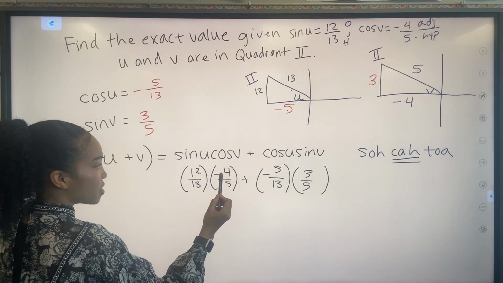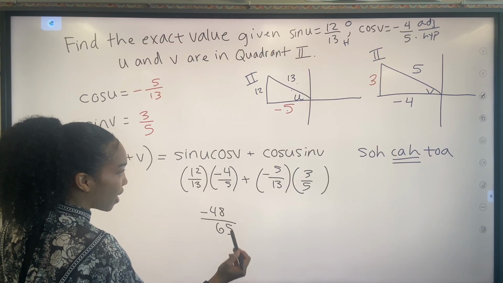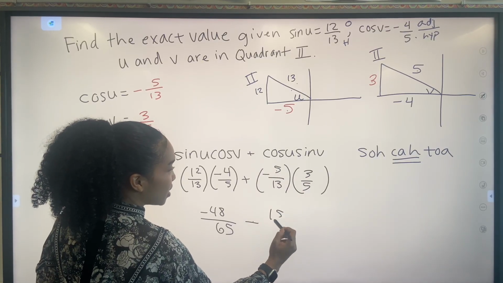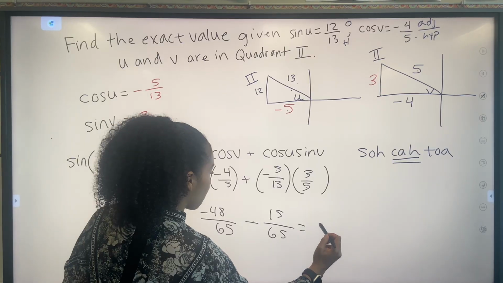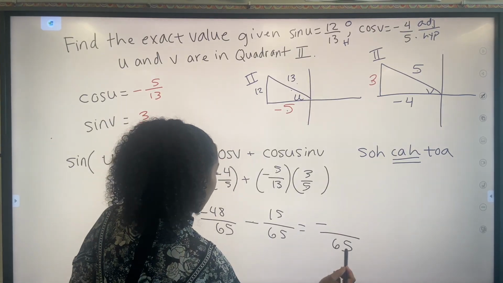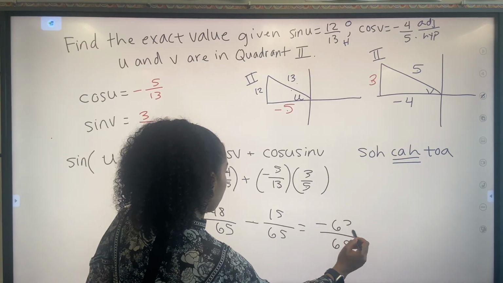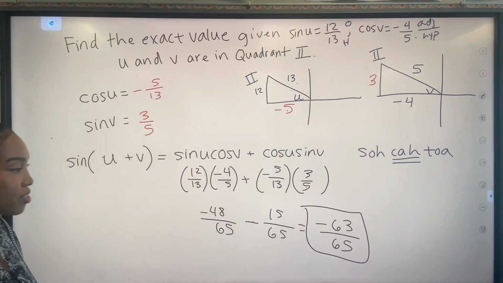So 12 times negative 4, that's negative 48. 13 times 5 is 65. Negative 5 and 3 is negative 15. And 13 times 5 is 65. So this will be 65 in the denominator. Negative 48 minus 15 is negative 63. So that's your answer.